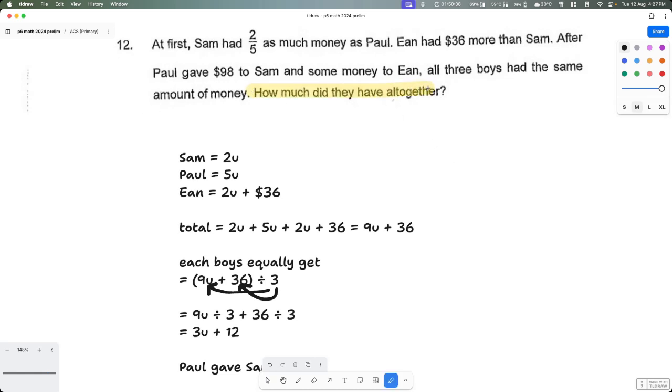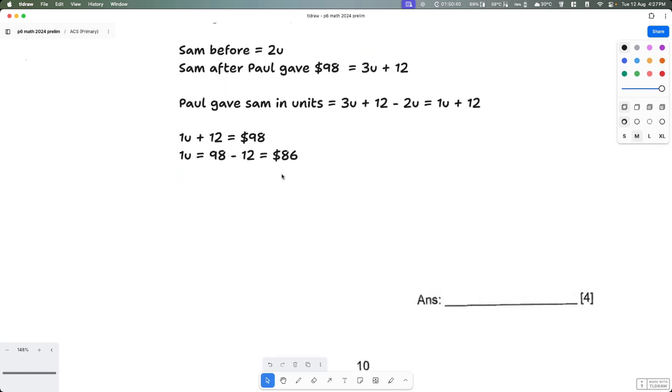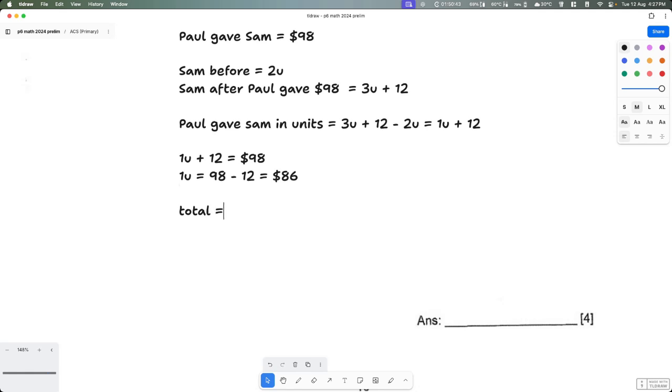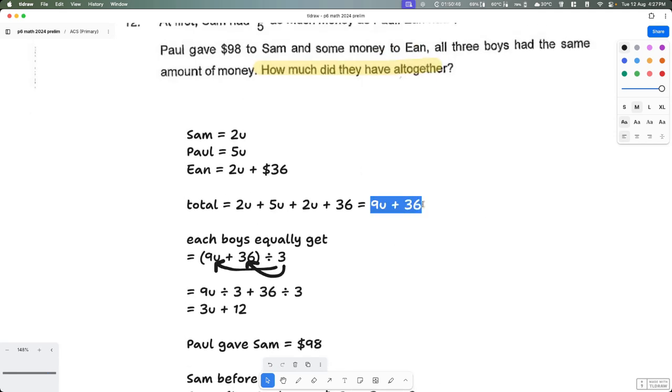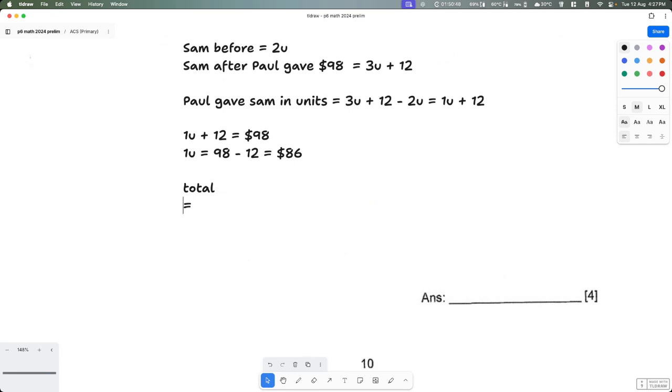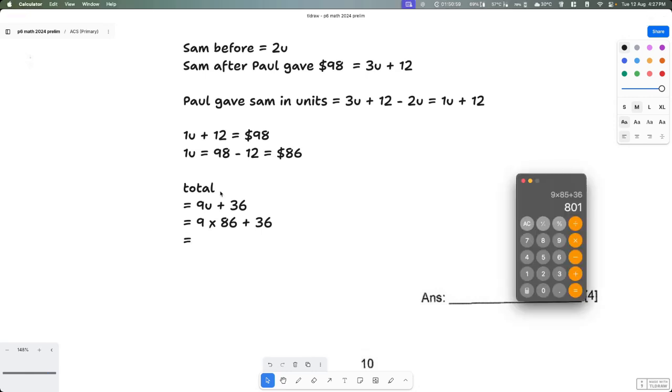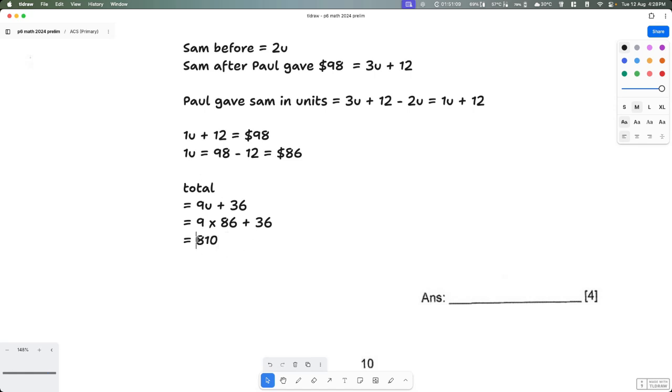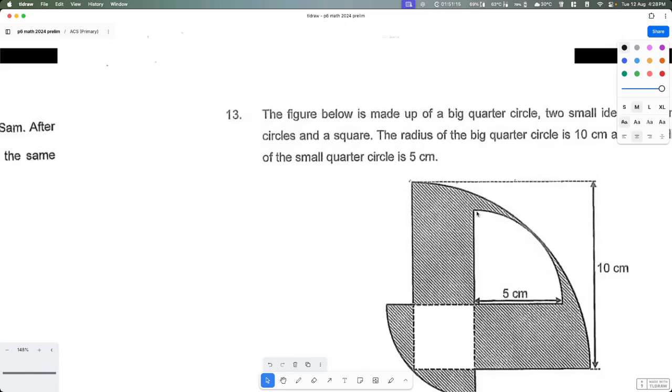Now the question asks, how much did they have all together? So that means the total. The total is equal to 9 units plus 36, which is also equal to 9 times 86 plus 36. Use your calculator: 9 times 86 plus 36, and we got $810. There you go, that is your answer, $810. Okay, let's move on to the next question.